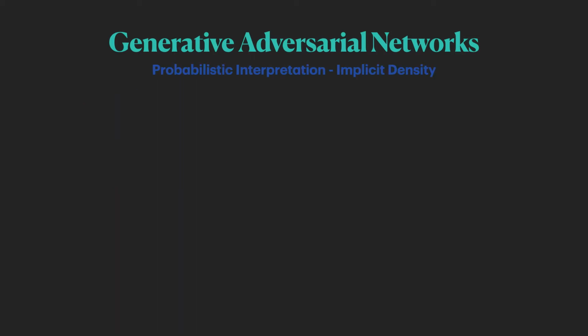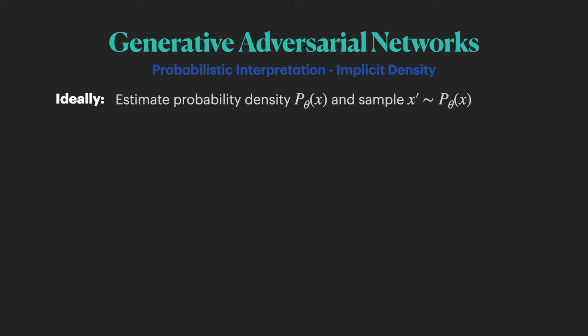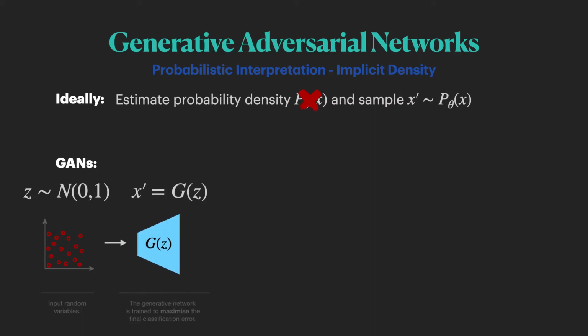So let's go back to the probabilistic interpretation. Ideally, we want to find the probability density model so we can sample from it, but we don't know how to do that. So the way GANs do it is by starting with random samples from the normal distribution, which is easy to sample from, and then they learn a mapping function using the generator that maps z into the image space.